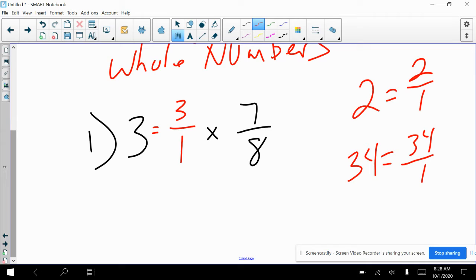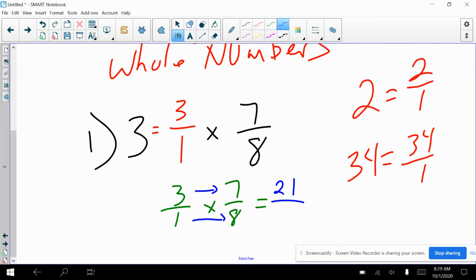All right. So we have 3/1 times 7/8. What do we do next? This is pretty simple stuff. You multiply numerator times numerator, and here we get 21. You multiply denominator times denominator, and you get 8.